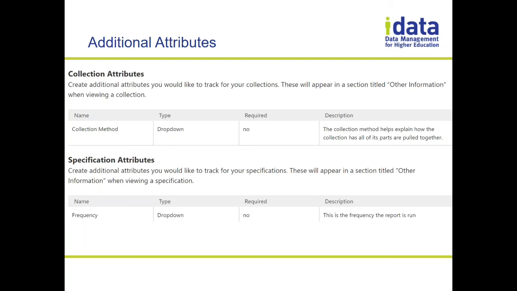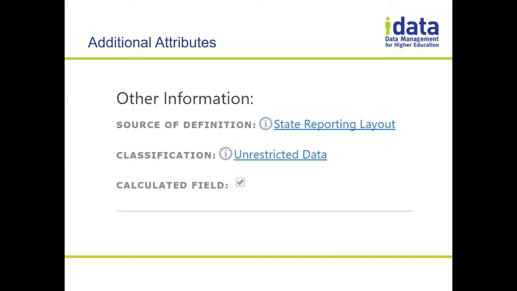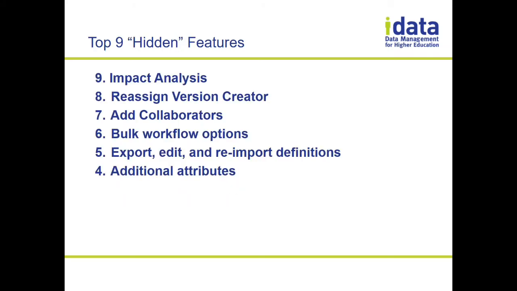On a definition, when I've created attributes, these are visible in the other information section. This is between the functional definition and the technical definition. In this particular example, I've created an additional attribute called calculated field, and I made it a checkbox. Then the user checks it or unchecks it. On a specification, you'll see this out in the overview tab. So those are a way to do something like tags, but more rigorous, more robust, although you can do a lot of different things with them.